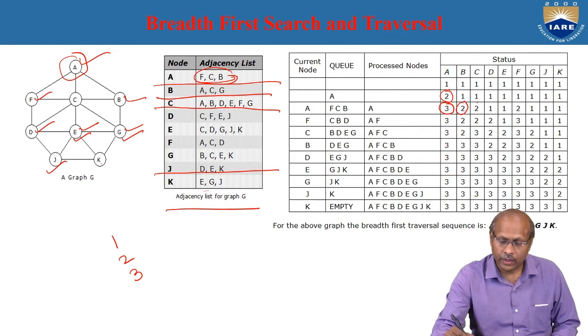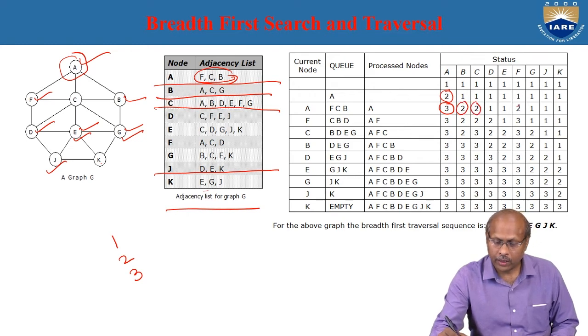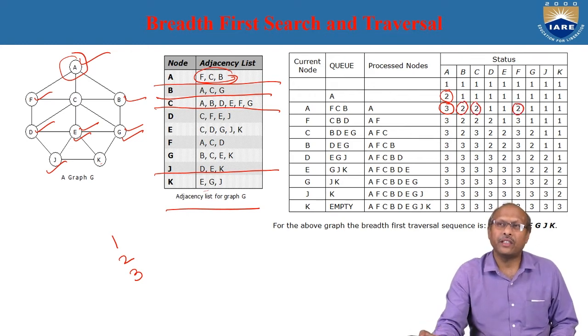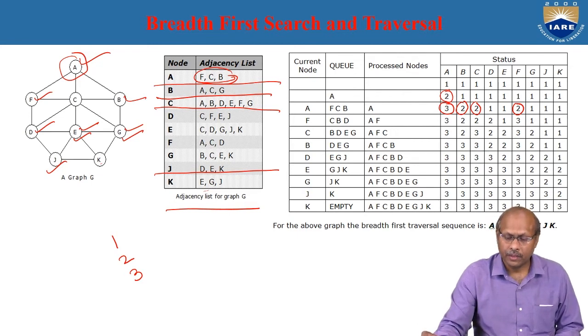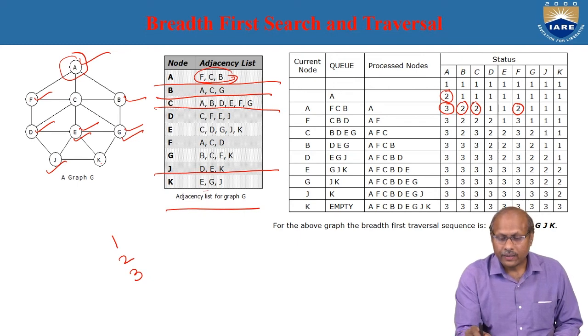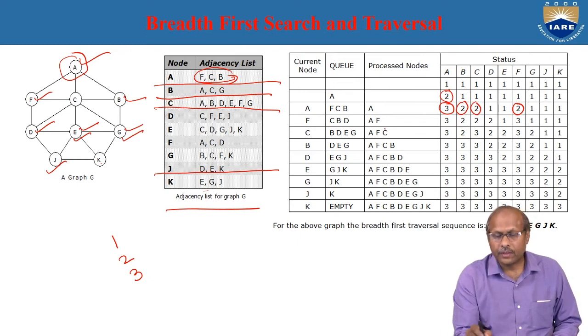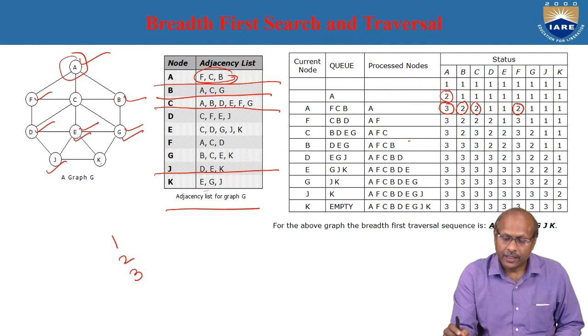So here 2, here 2 and here 2. And the remaining are 1 only. They are waiting. Next, once the status has been changed to 2, then you have to find out which node you have to process next.